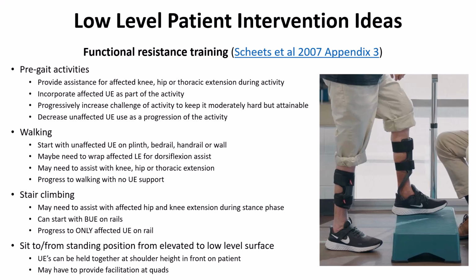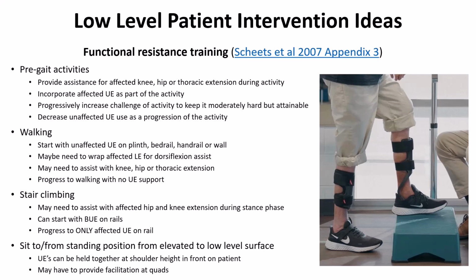When you're doing walking, you might have to be in a seated position where you're in a good position to guard or block that knee from collapsing during stance phase. And overall, if you really want that patient to get back to the way they were walking before they had their stroke, you really need to progress to walking with no upper extremity support, if at all possible.